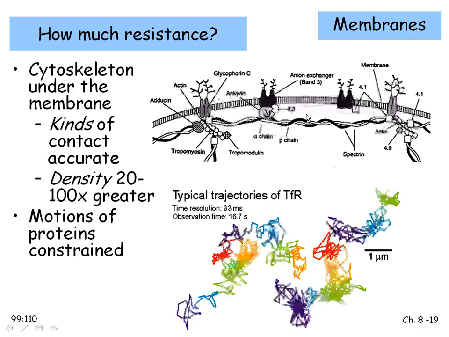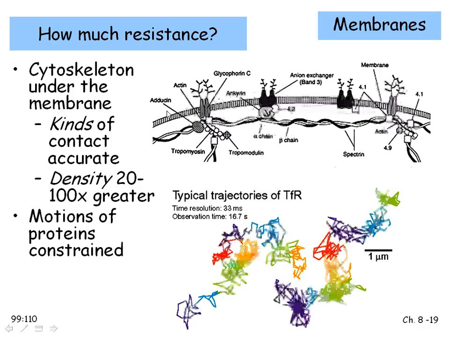This particular picture is showing you some of the kinds of contacts that are common in cytoskeleton membrane contacts. It's drawn the way it is and can show you, for instance, this is an ion exchanger. This is a transport molecule that's anchored to the membrane cytoskeleton. These are other molecules that are anchored to the cytoskeleton. What it does not capture is the density.